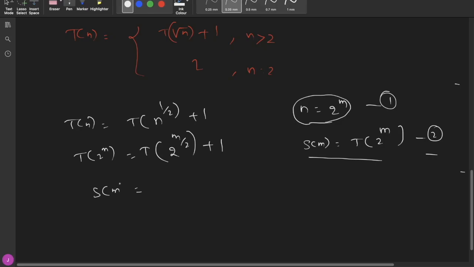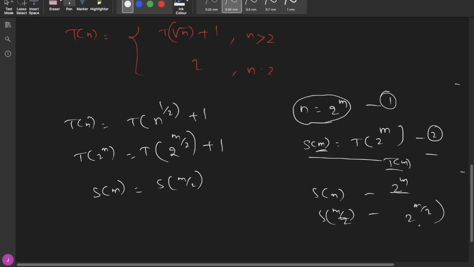So now I am getting S of m equals T of 2 power m is S of m. How much will I be getting here? S of m by 2. Suppose if m is there, I am getting 2 power m. At what value of S will we get T of 2 power m by 2? If this is m by 2, then I will be getting 2 power m by 2. So for S of m by 2 we will be getting T of 2 power m by 2 plus 1. Now see here, is it a dividing function now?